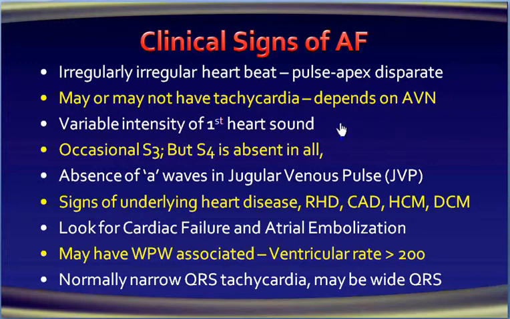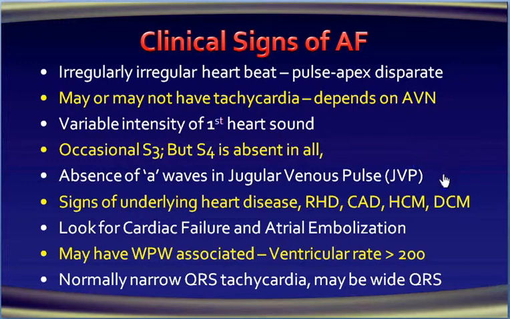Variable intensity of the first heart sound. This is because of the irregular ventricular contractions and the lack of atrial activity. Occasional S3 may be heard, but S4 is always absent in all cases because S4 sound is again due to the atrial activity and we do not have a good atrial activity in atrial fibrillation. So, S4 is absent. Absence of A waves in the jugular venous pulse.